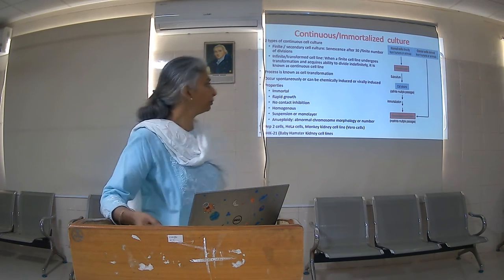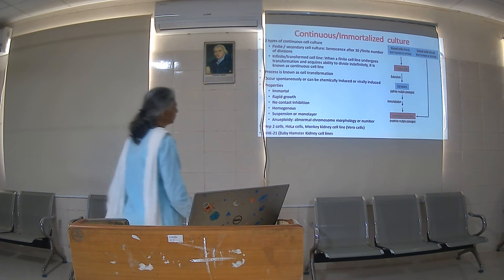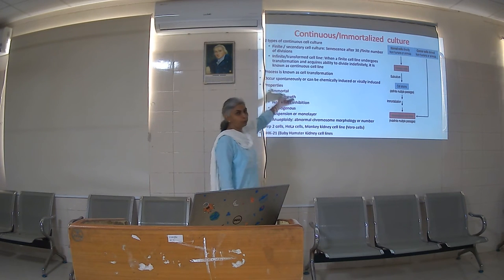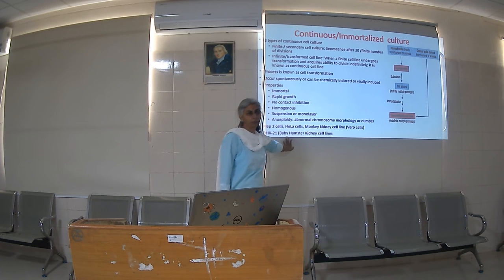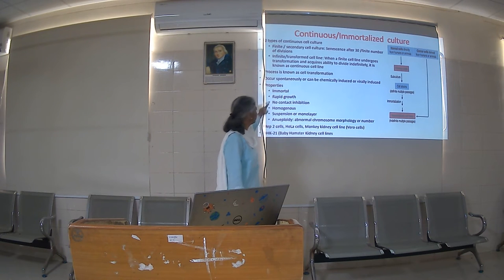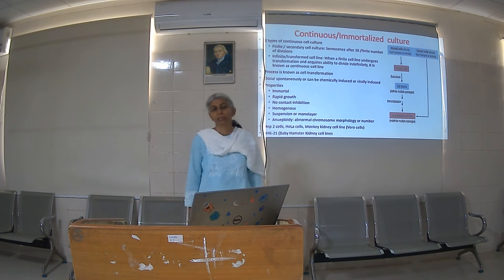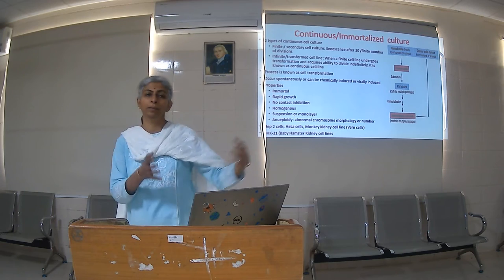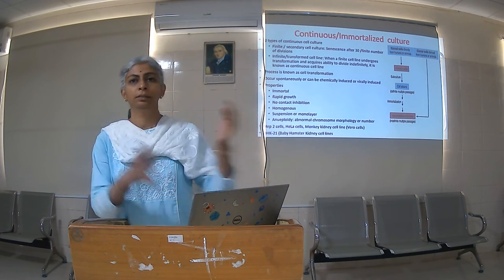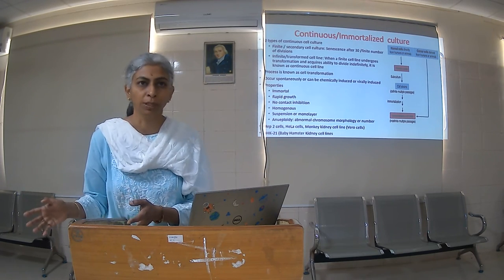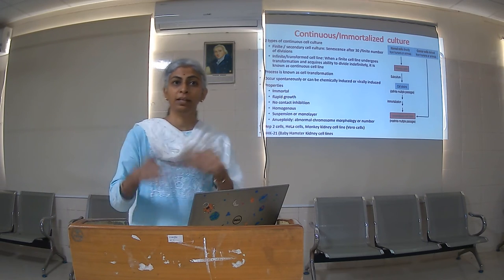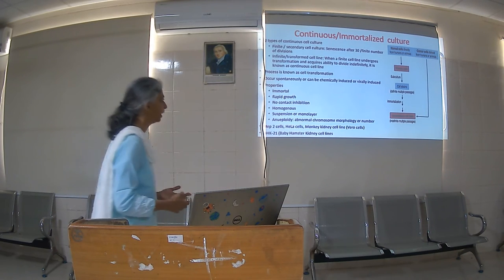Right? What are the properties? Now, because they are transformed cells, they show very different properties compared to primary culture. The first difference is they are immortal. Compared to primary culture, if the generation time in primary culture is x, this is going to be x by 5 or something like that. So they grow very rapidly. Cancer cells grow very rapidly.